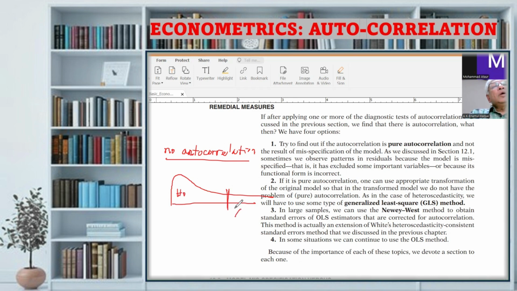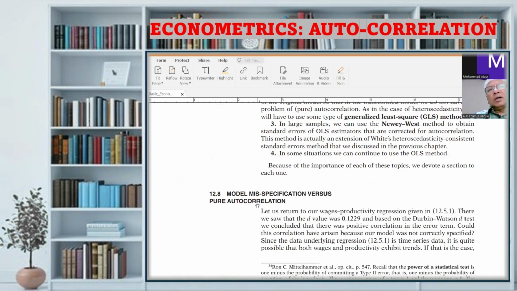If your chi-square value is here, remember that chi-square has degrees of freedom. What is your degrees of freedom? N minus P is your degrees of freedom. Based on your degrees of freedom, you check the chi-square value, and if the chi-square value is on this side, you reject the null hypothesis, meaning there is autocorrelation in my data. Remember, that's your second proof of autocorrelation, which you have to do as another home task. These are all home assignments.